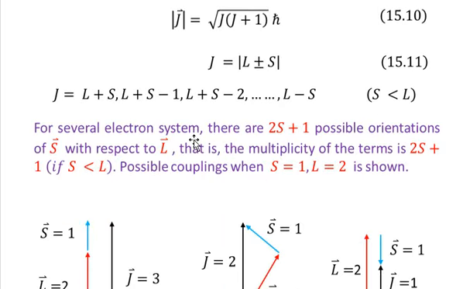For several electron systems, there are 2S plus 1 possible orientations of capital S with respect to capital L. So you see that 2S plus 1, which is also called the multiplicity of the system, will give you the possible orientations of the spin angular momentum with respect to the orbital angular momentum. That is, the multiplicity of the term is 2S plus 1 if L is greater than S. Possible couplings when capital S is equal to 1 and capital L is equal to 2 are shown in the figure below.